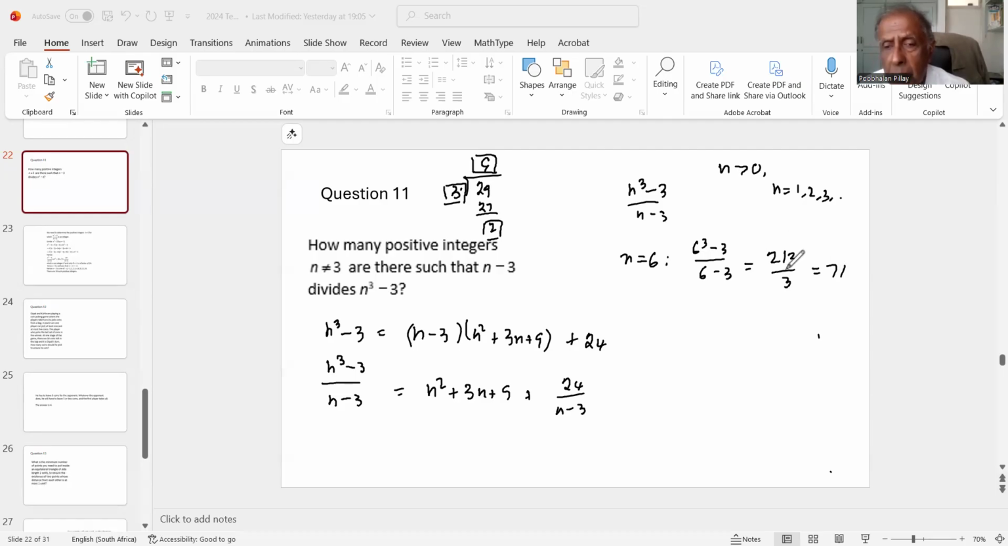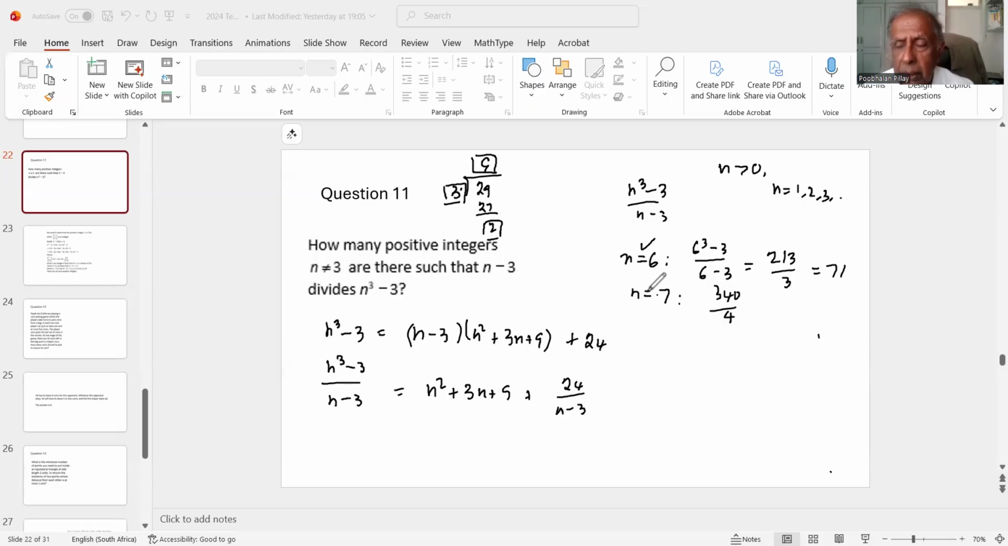So you want to know which values of n make this divide this. So n equals 6. The 3 divides 6 cubed minus 3 because this goes exactly into it. So n equals 6 is accepted. But if you try n equals 5, try n equals 7. When you try n equals 7, you have 7 cubed minus 3, which is 340. 7 minus 3 is 4.